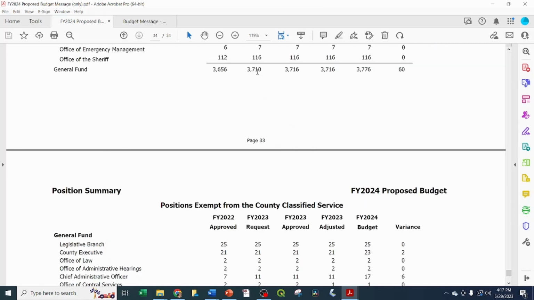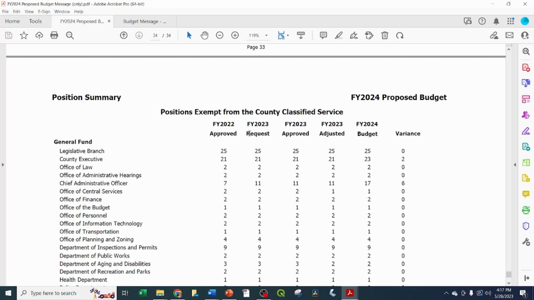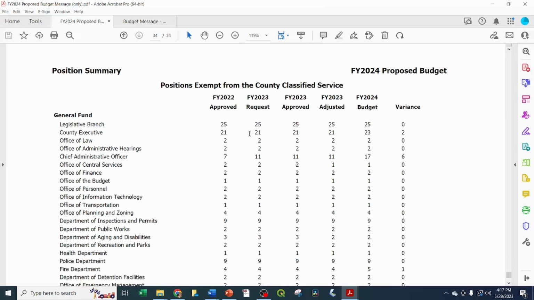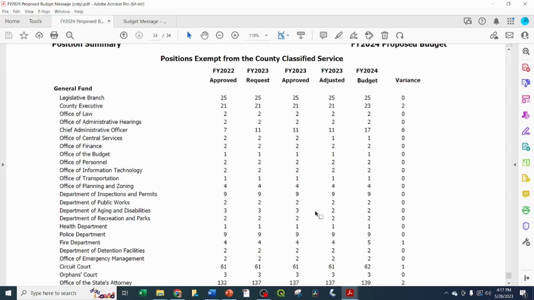Now, the third report lists those positions that are exempt from the county classified service. So these are what I would call at-will positions. They're the appointed department heads, people that work in the legislative branch, like the council members and their aides. So there's far fewer of these types of positions.